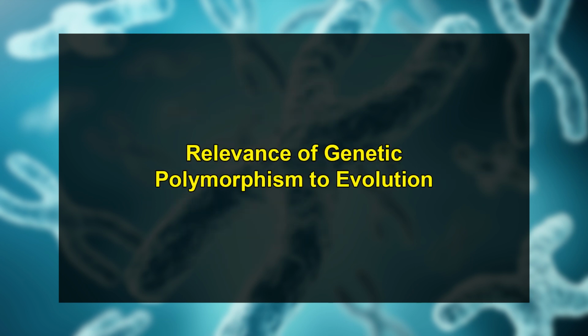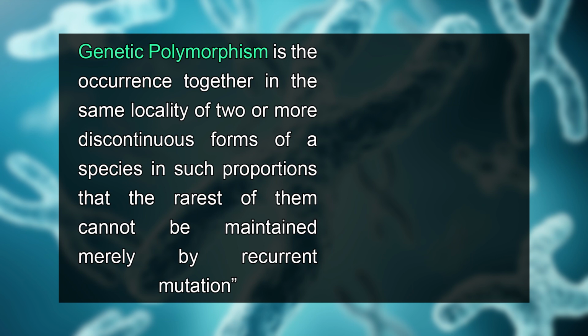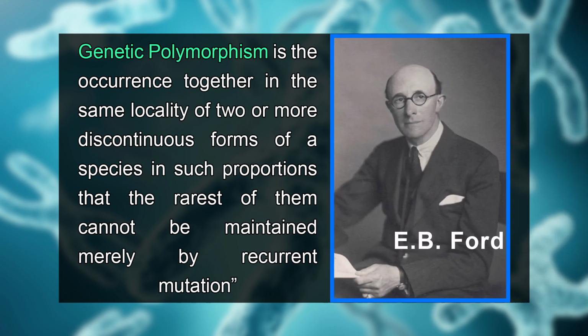Dear students, now let us discuss the relevance of genetic polymorphism to evolution. Genetic polymorphism, as defined by E.B. Ford, is the occurrence together in the same locality of 2 or more discontinuous forms of a species in such proportions that the rarest of them cannot be maintained merely by recurrent mutation.